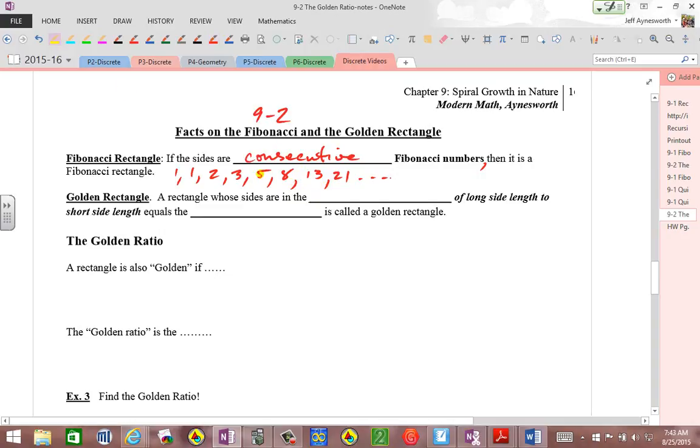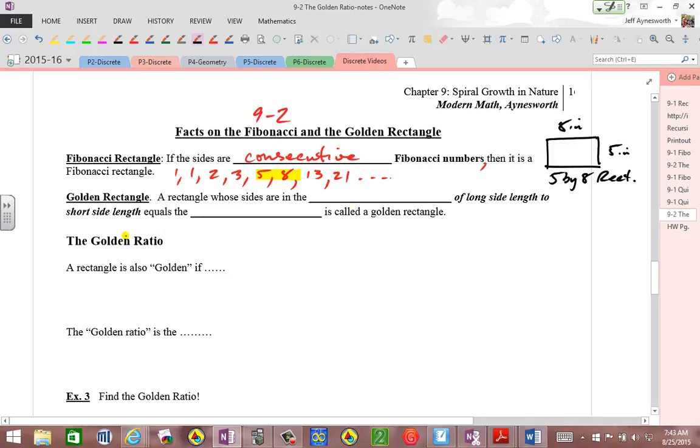So for example, if I take the consecutive numbers 5 and 8 and I design a rectangle on that, a 5 by 8 rectangle, let's say 5 inches by 8 inches, we call that a 5 by 8 rectangle. That right there, my friends, is a Fibonacci rectangle. Any rectangle whose sides are consecutive Fibonacci numbers is called a Fibonacci rectangle. We'll actually do an activity on that later on.